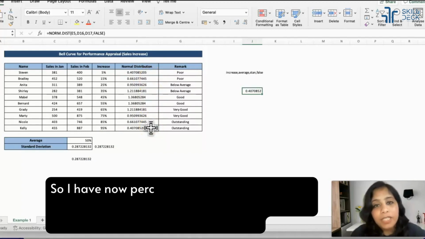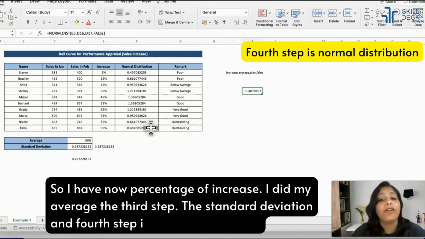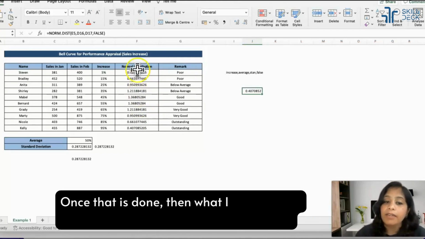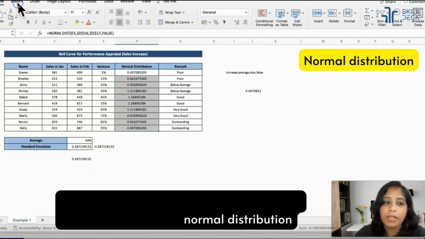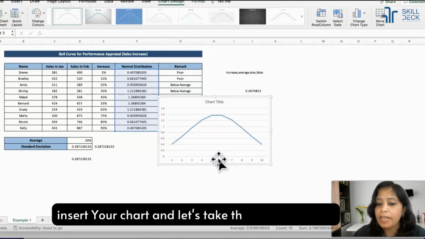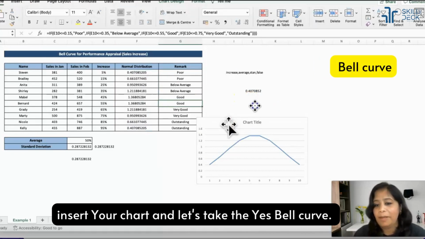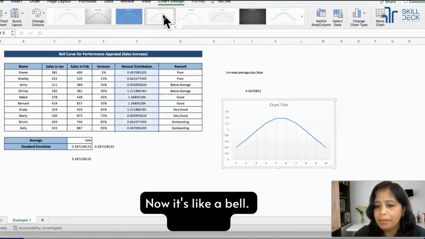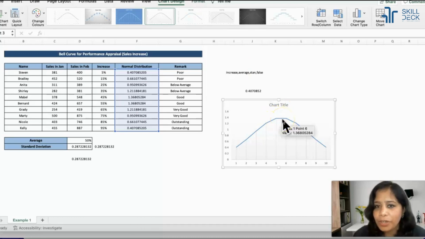So I have now the percentage of increase. I did my average. The third step, the standard deviation. And the fourth step is normal distribution. Once that is done, what I have to do is just select my normal distribution, insert a chart, and take this bell curve. Now it's like a bell. Correct? Right? This is my average.